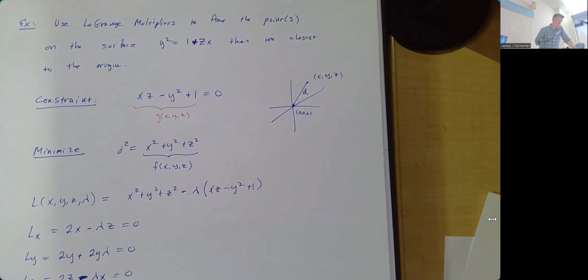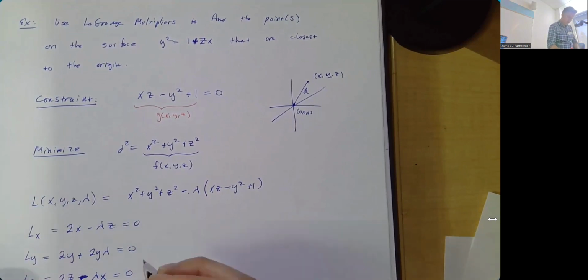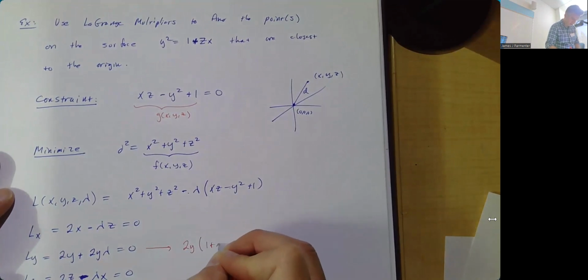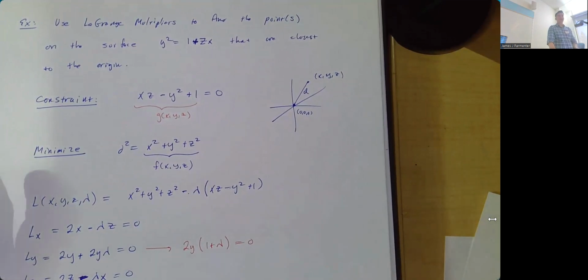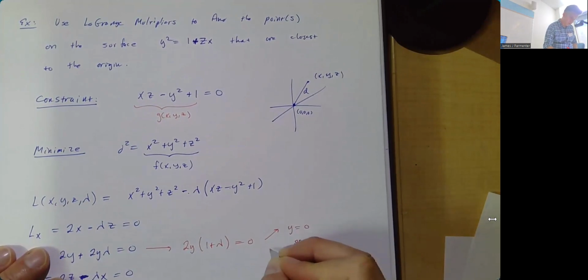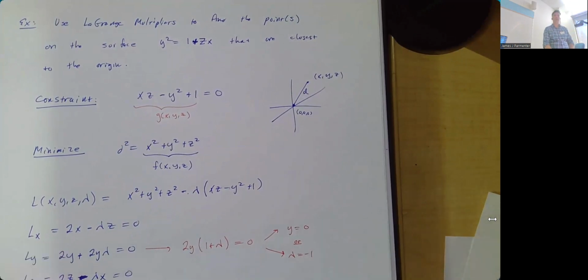If I were looking at this one, I would identify the middle equation as the one I should start with, because looking at it I can see a couple of things. If I factor out a 2y, I get 2y times 1 plus lambda. So here's what this means: either y equals 0 is going to be part of my critical point, or lambda equals -1 is going to tell me what all my critical points are.